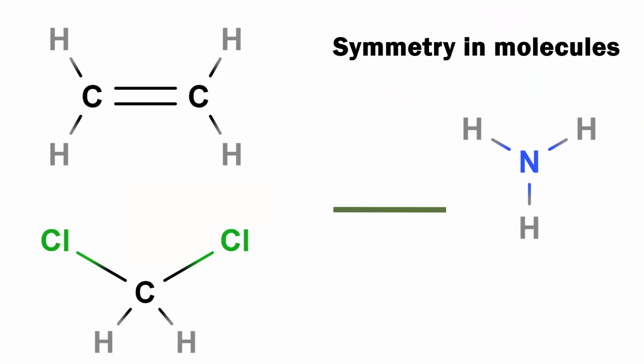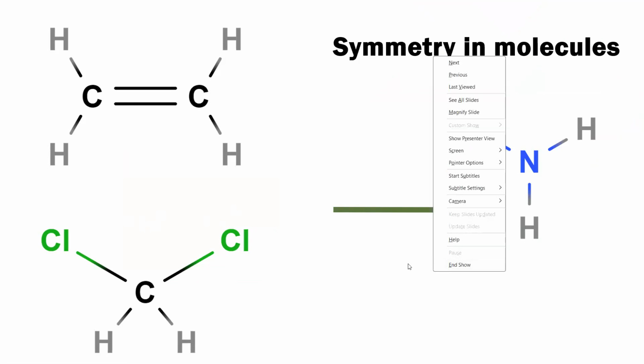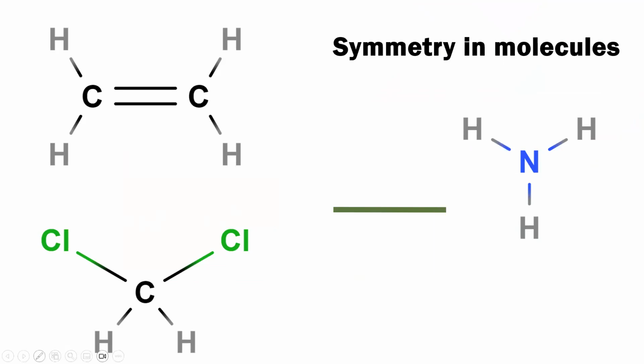Now let us see symmetry in molecules. Now when you look at this ammonia molecule, right, do you see some sort of symmetry? Or the ethylene molecule, or the dichloromethane. So we are going to study the symmetry in molecules.